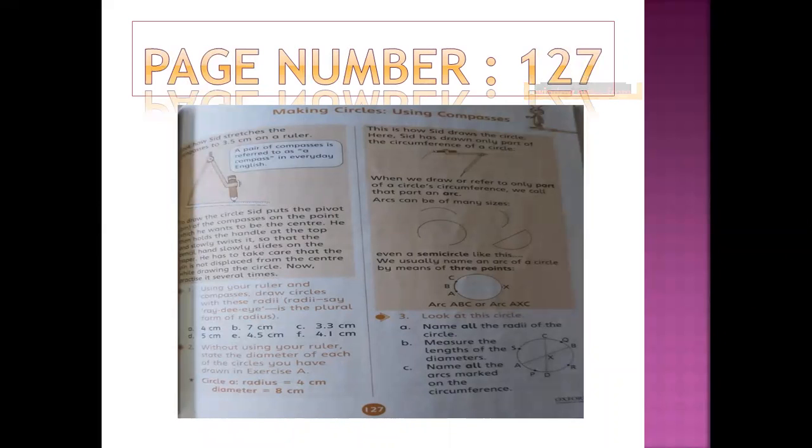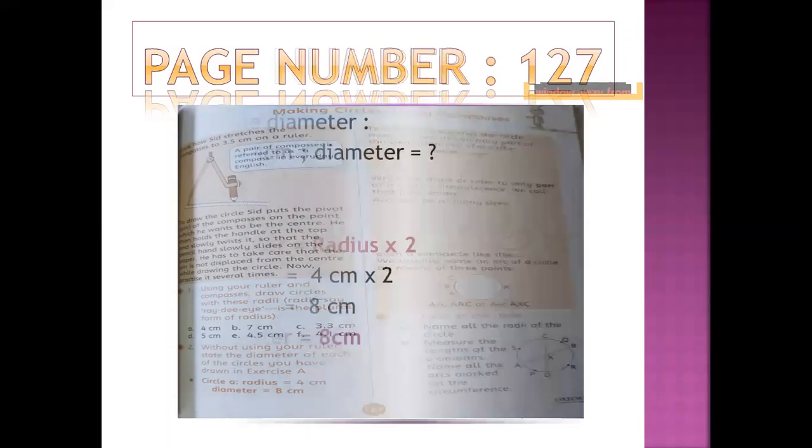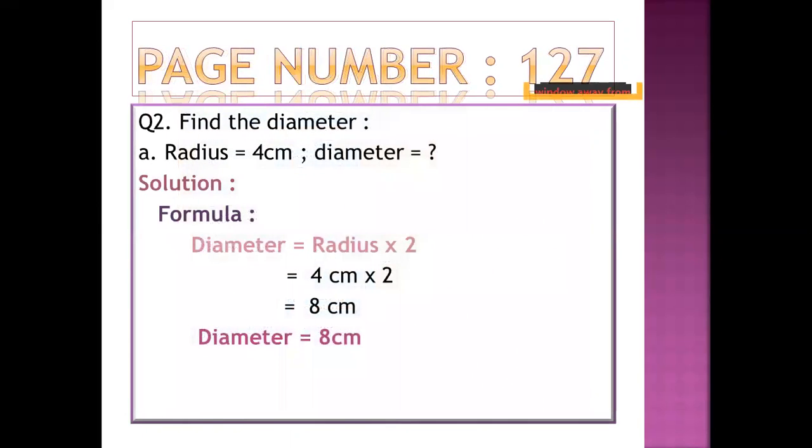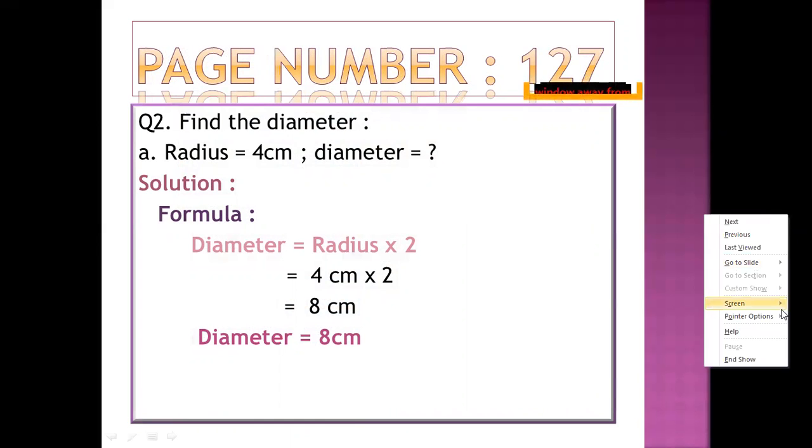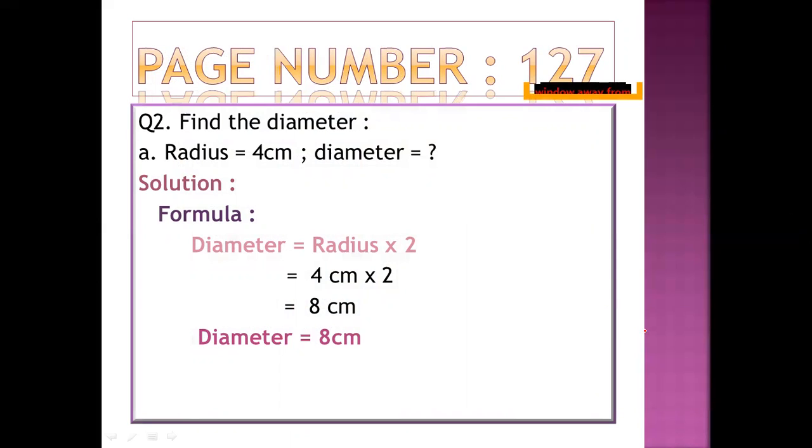Now come to page 127. There are 3 questions, but 2 questions are included in our scheme. Question 1. Using your ruler and compass, draw circles with these radii. Radii are given and you will draw circles of these measurements. You open your compass 4 centimeter, put the compass on the page and draw the circles with the given radii. I am doing question 2 for you. Without using ruler, state the diameter of each of the circles you have drawn in exercise A. All these radii are given in question A and we find the diameter of these.